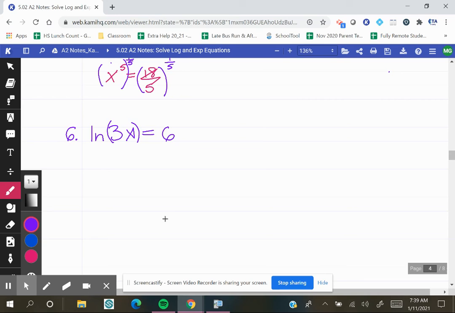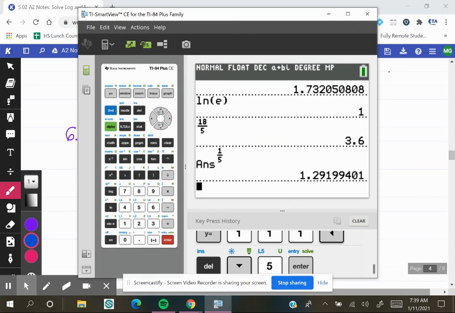So now we're in scenario 3. So we want to rewrite this in exponential form. So we have an ln, which has a base of an e. So we rewrite it as e raised to the 6th power equals 3x. From here, you go to your calculator. You're just going to type in e to the 6th power.